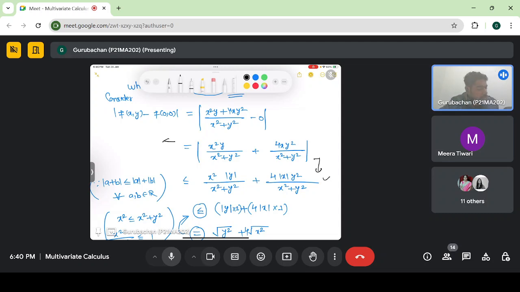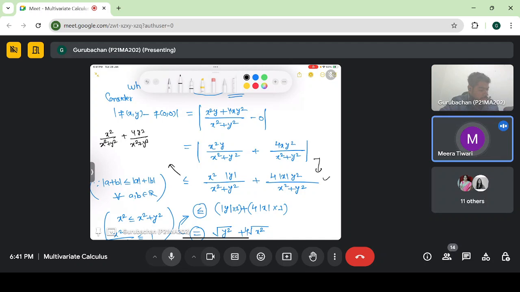I'm sorry, I'm not getting you exactly. Can you tell me directly what would be the inequality after this step? What is the line, sir, after the triangle inequality? Yes, sir. x square upon x square plus y square plus 4 times y square upon x square plus y square. Can we write this where this is mod y and mod x? I'm asking.